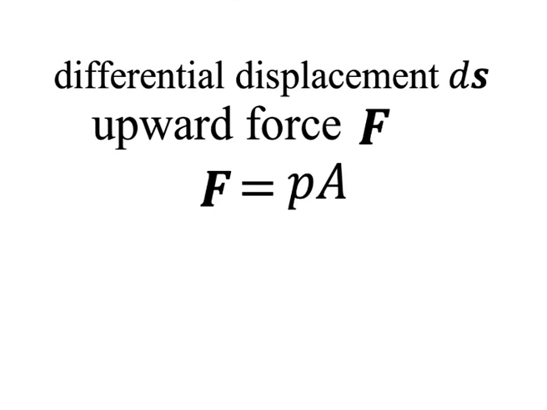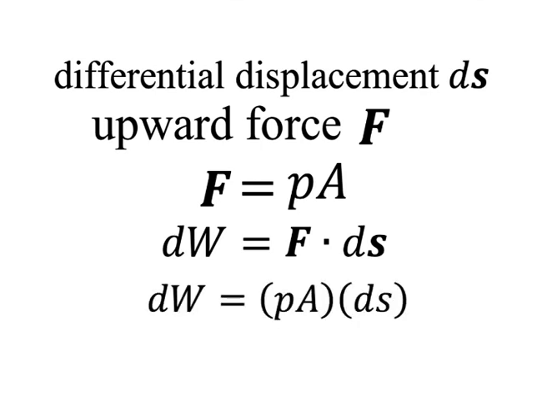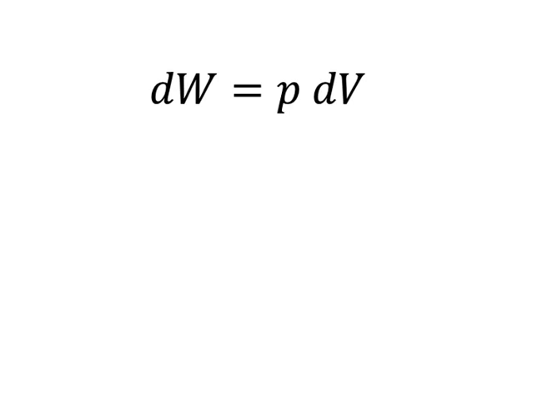The differential work dW done by the gas during the displacement is given by F ds, which comes out to be PA ds, and is equal to P A ds. And then dW is equal to P dV. Here dV is the differential change in the volume of the gas due to the movement of the piston.